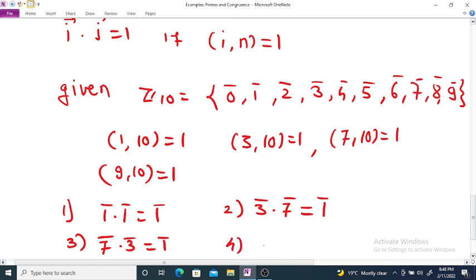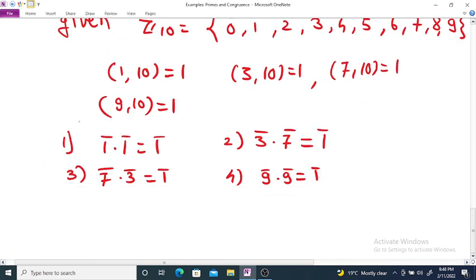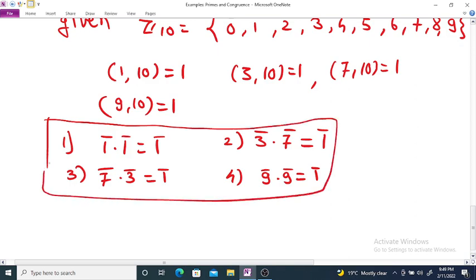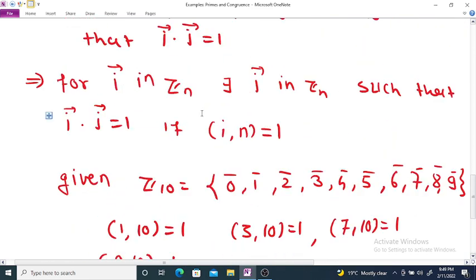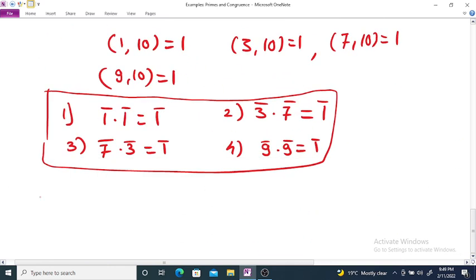And number 4, 9 bar into 9 bar, which is 81, and 81 is congruent to 1 bar modulo 10. So there exist only 4 pairs such that I bar into J bar is equal to 1. So this is the answer: I bar into J bar is 1 in Z10. Example number 3.